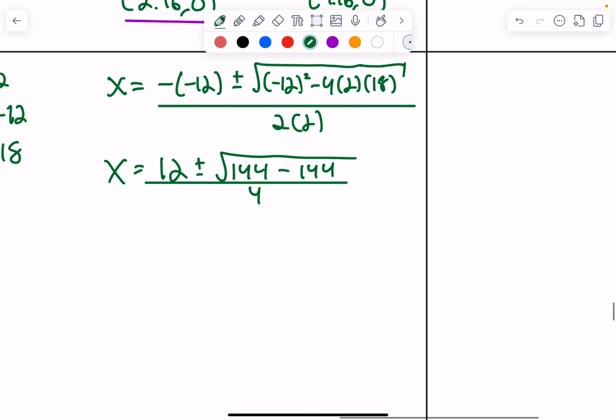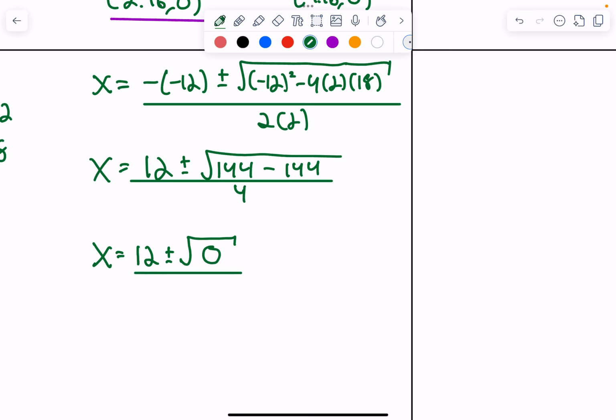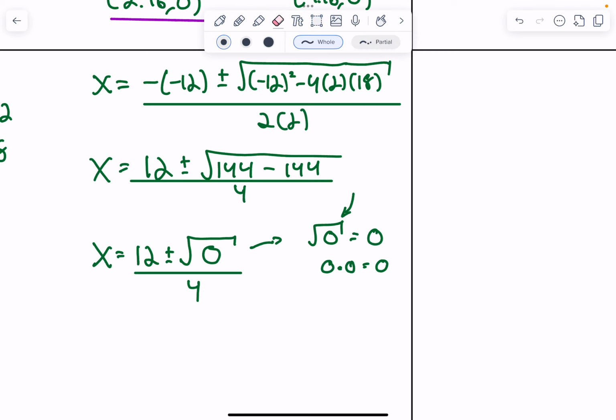Okay, well notice what's going to happen underneath the square root now. We are going to get 12 plus or minus the square root of 144 take away 144, which is 0. So then divide that by 4. Well, the square root of 0 is just 0, because 0 times 0 gives you 0. So when you're taking the square root of something, you're asking what same two numbers multiply to give you what's under the square root. So square root of 0 is 0.